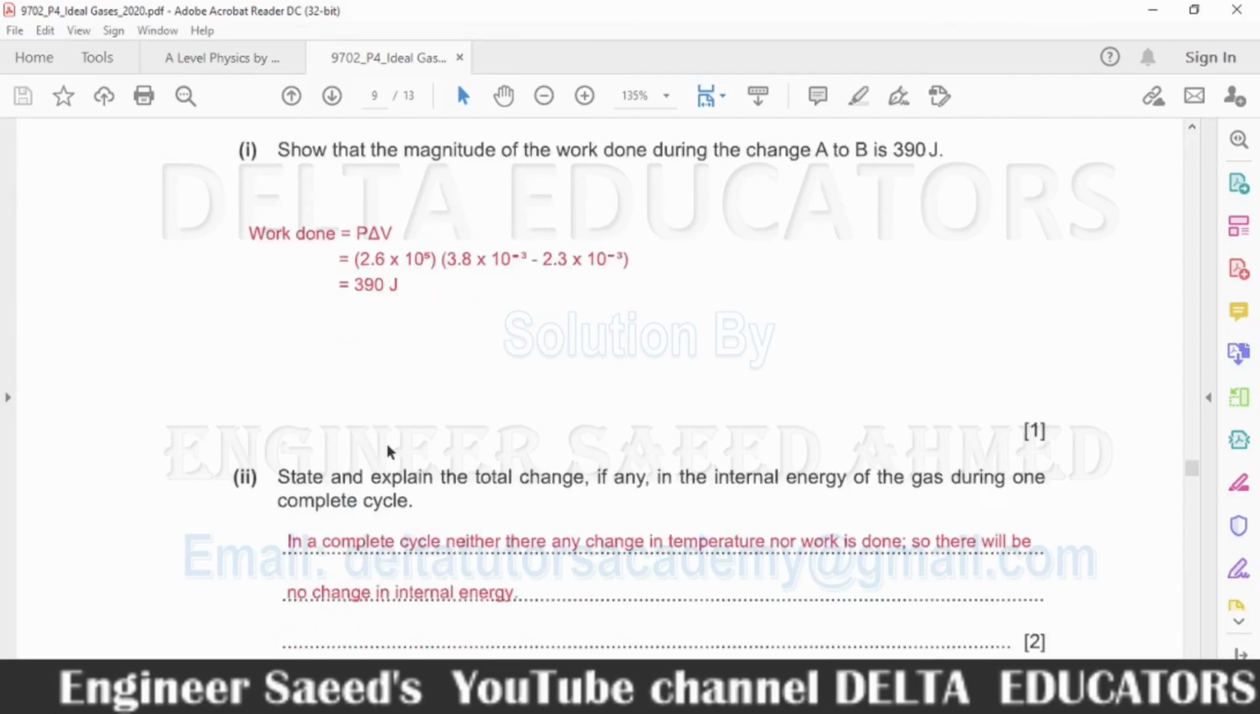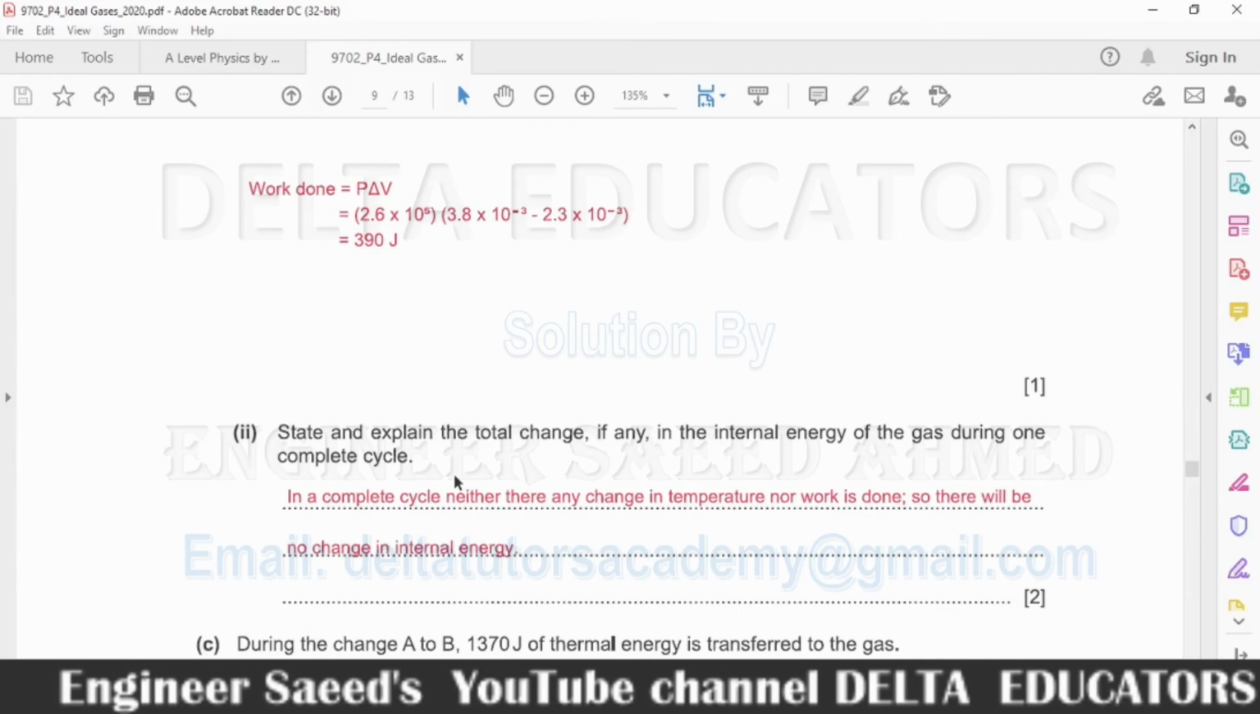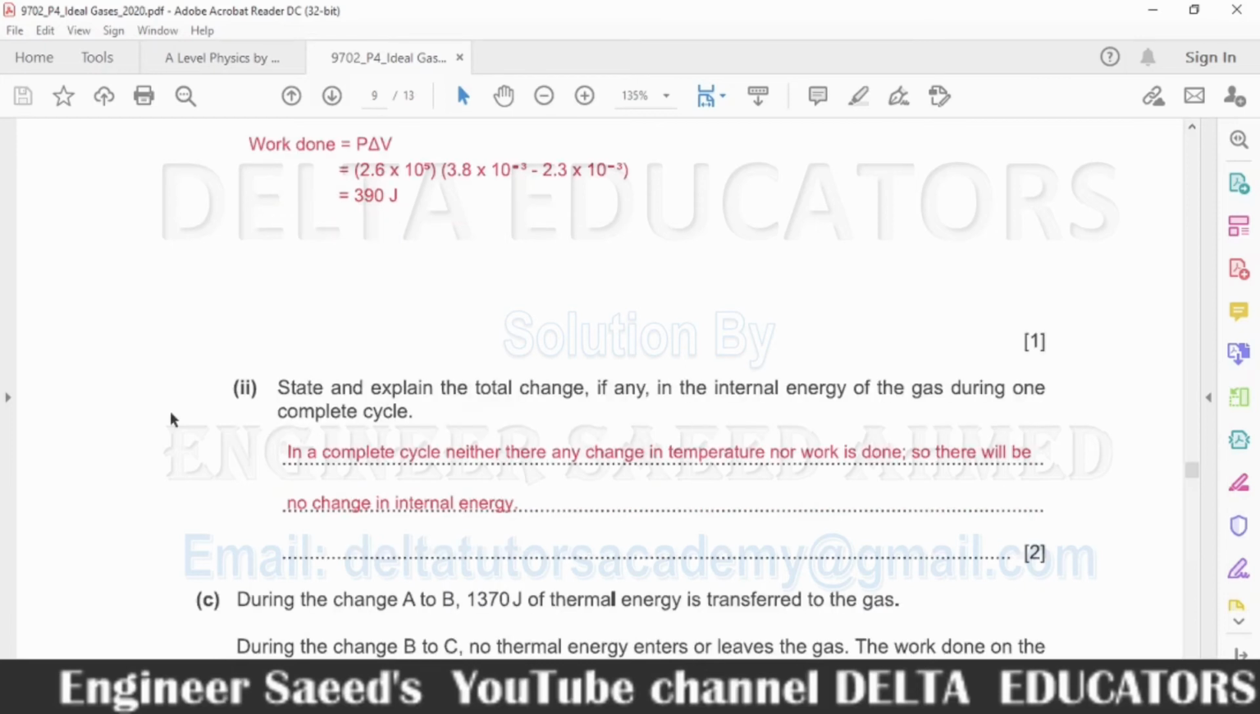Now next part. State and explain the total change, if any, in the internal energy of the gas during one complete cycle. In a complete cycle, neither there is a change in temperature nor any work is done, so definitely there will be no change in internal energy. So just we have to write in a complete cycle, neither there is any change in temperature nor work is done, so there will be no change in internal energy.